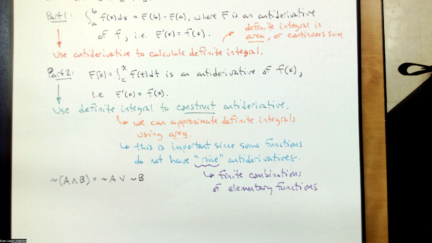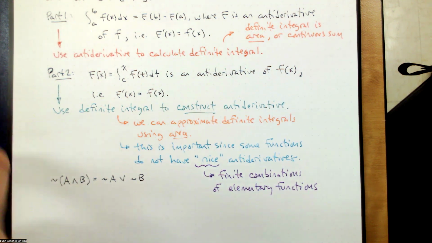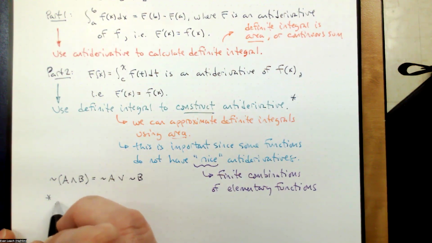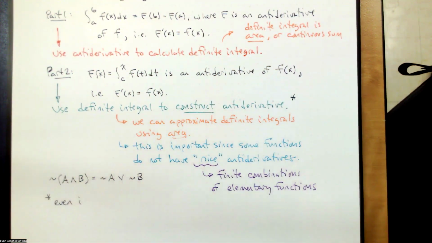So the second part of the fundamental theorem of calculus says that if we have a continuous function on a closed interval, we can make an antiderivative. Even if we can't find an antiderivative, we can build one. So that's the important thing. If we can't find an antiderivative, we'll just build one.